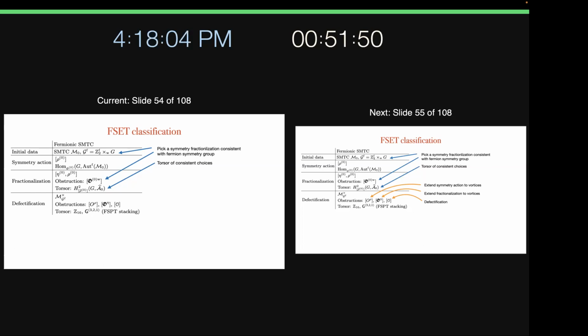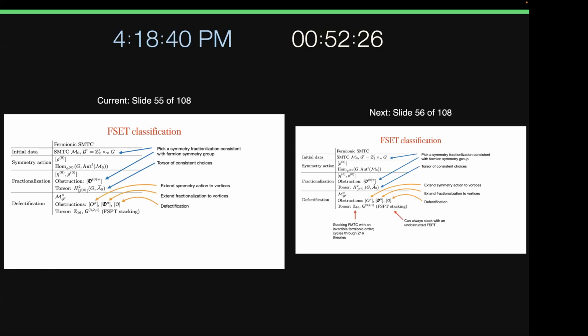The next step is to introduce defects. Now we have two axes to look at. We need to introduce the vortices and we need to introduce the G defects, and they have some interplay with one another. The first question is, which fermionic modular tensor category are we considering? We know there'll be 16 choices. We pick one. Then we ask, does the symmetry on the quasi-particles extend to the vortices? That's O rho.